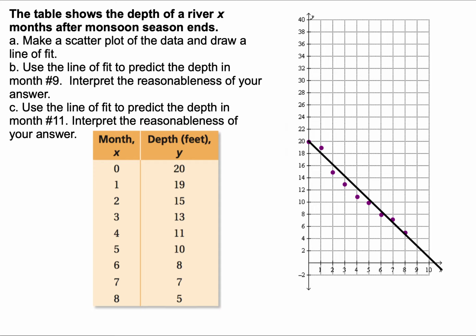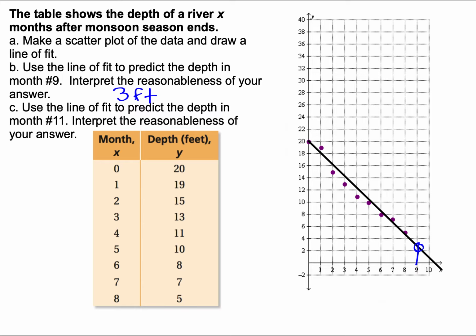B, use the line of fit to predict the depth in month 9. Interpret the reasonableness of your answer. Okay, month 9, according to my line, looks like about 3.3 feet, right? Yeah, 3 feet deep. How reasonable is my answer? It's pretty reasonable. It looks like where it's going through. That's nice. Now, moving on to the next part.